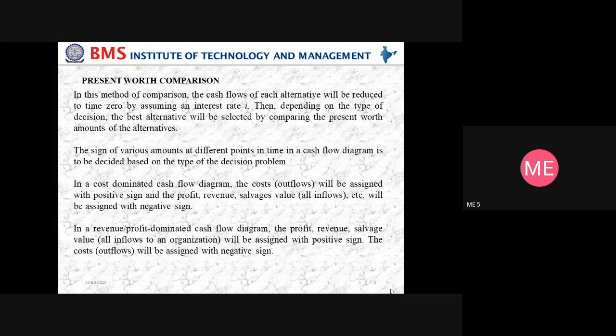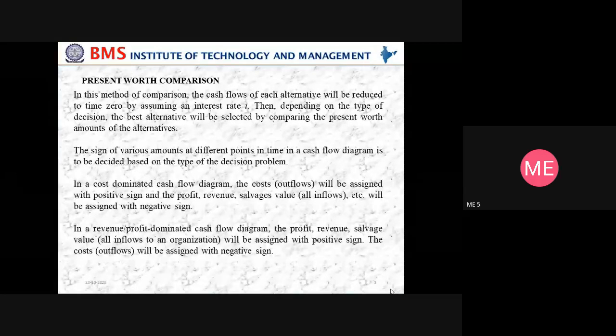If it is cost dominated, then all the costs will be taken as positive. If it is revenue dominated, meaning the cash inflows are the maximum, then the revenue will be taken as positive, and if the cash outflows are the maximum, then the cost will be taken as negative. That is what the second, third and fourth points talk about. So in a cost dominated cash flow diagram, the costs will be assigned the positive sign.